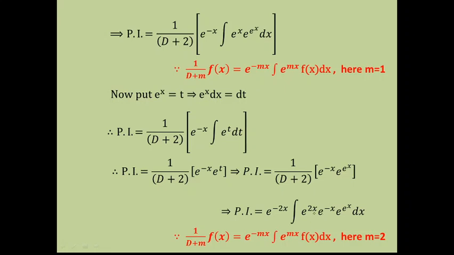Now here you can apply the law of indices to simplify it further. So e raised to 2x into e raised to power minus x, their indices will get added.